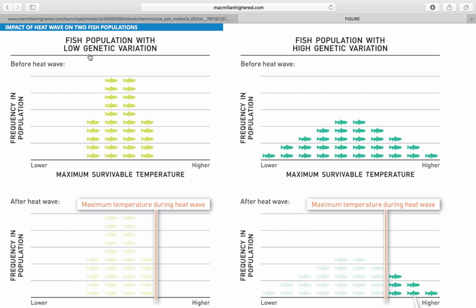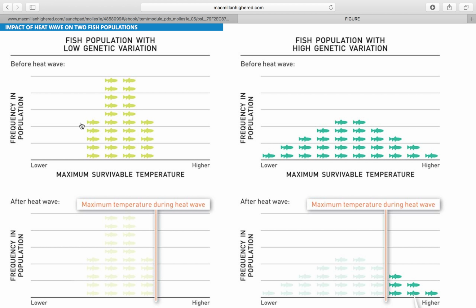The first population has to do with fish that have low genetic variation. So if this is the actual population of all of the fish in this particular species in this particular environment, you see that here we're comparing how many of the fish are able to survive at different temperatures. So these are the lower temperatures, these are the higher temperatures. And you can see that this particular fish population has little genetic diversity in that most of them are going to survive at a particular type of temperature, which of course would be the optimum temperature. And there really isn't much ability for the fish in this population to survive outside of that optimum temperature.